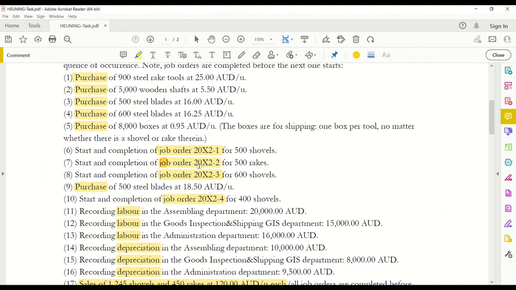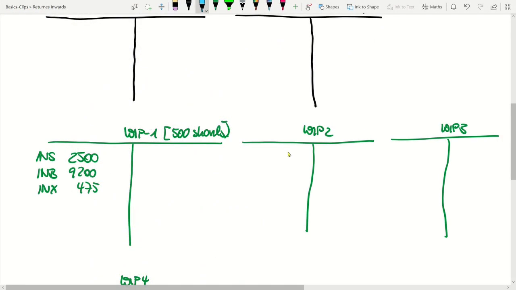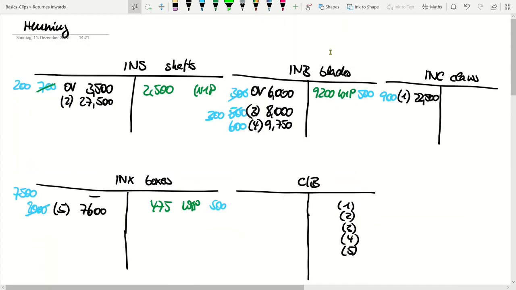Next, we record the job order 2002-2 for the 500 rakes. So for the second job order, we have to produce 500 rakes. Again, I record the shafts. And it will be the shafts which result to the extent of 200 from the opening value. And then we got 5,000 from the second purchases.